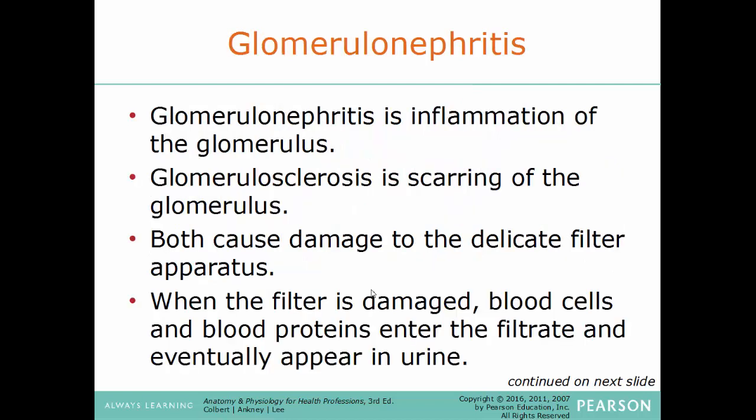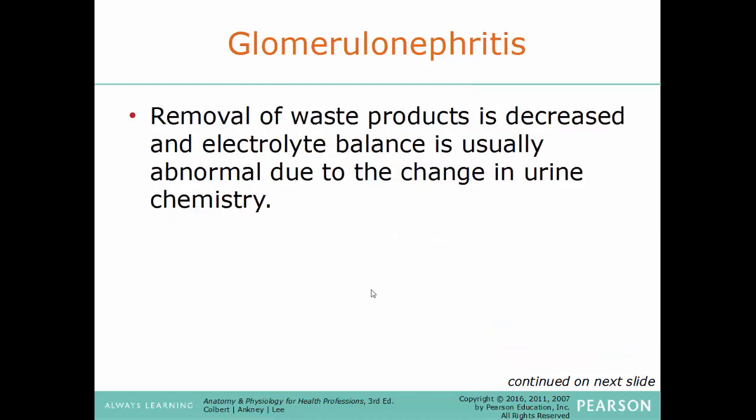Glomerulonephritis. This is an inflammation of the glomerulus. Glomerulosclerosis is the scarring of the actual glomerulus. And both of these can cause damage to the delicate filter apparatus in this unit. Once that filter gets damaged, blood cells and blood proteins are now able to enter the filtrate and eventually appear in the urine. Now, removal of waste products is decreased, and electrolyte balance is usually very abnormal due to the change in the urine chemistry. Again, some things should be in urine, some things should not be in urine. When you mess with that composition, you can mess with your overall electrolyte chemistry.